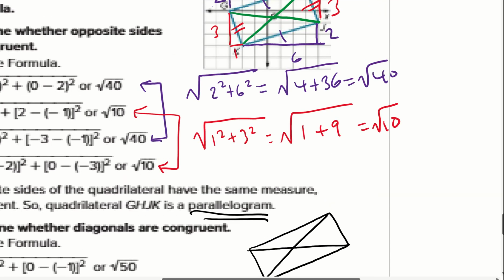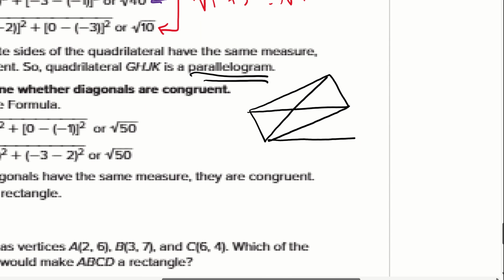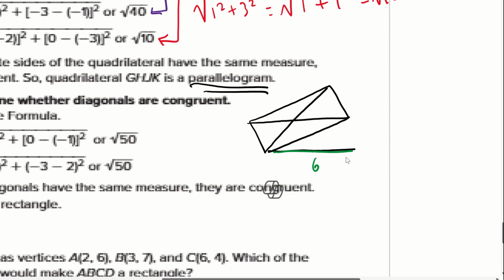So it goes over 6 spaces, and then notice that it goes up like 5 spaces, or is it 6 spaces? Let me make sure I count it. 1, 2, 3, 4, 5. I'm sorry, 5 spaces, and then 1, 2, 3, 4, 5 spaces. So it looks like it goes 5 and 5. I miscounted. So it goes over 5 and then up 5.